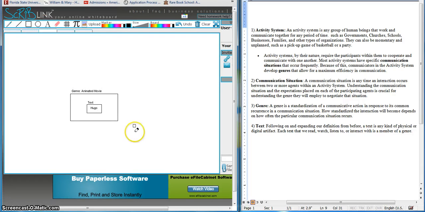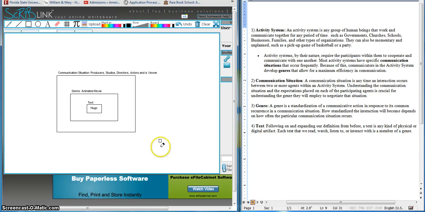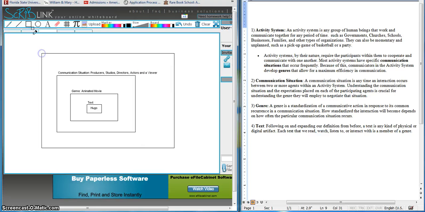Which is in itself a genre that happens between a communication between producers, studios, directors, actors, and an audience, and a viewer, really. And all of that communication situation is occurring within what we could call the entertainment activity system.